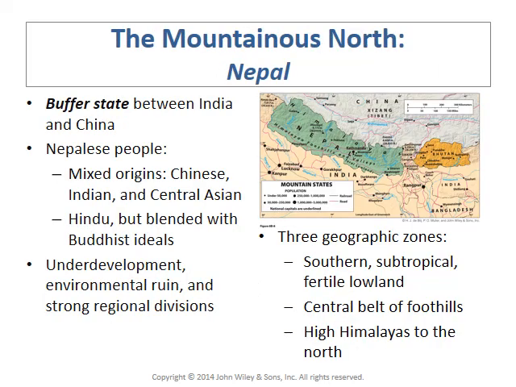Okay, so now we move on to Nepal. Now notice Nepal is located as a buffer state between India and China, the two big powers in this region. Now, Nepal is majority Hindu, and it's actually a Hindu state. It is home to Mount Everest. There's Mount Everest right there on the border between Nepal and China.